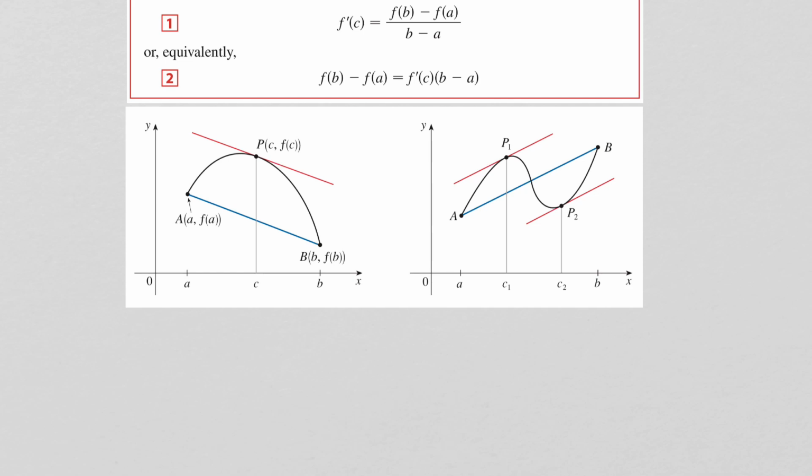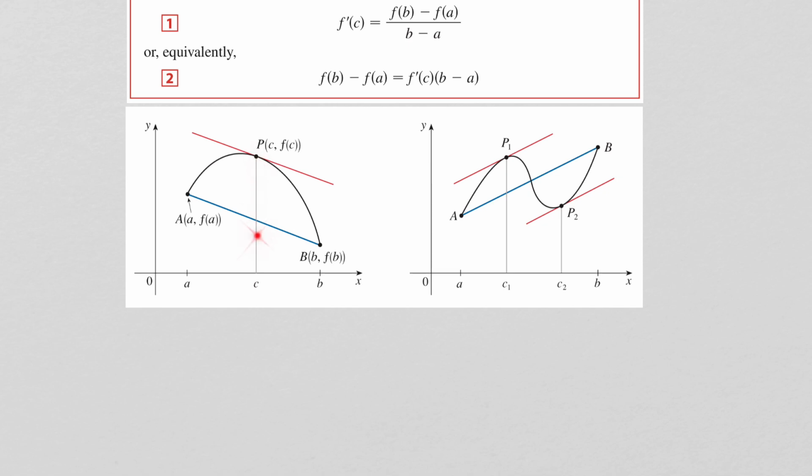Another way to interpret this is that the slope of the secant line is the average rate of change and the slope of the tangent line is the instantaneous rate of change. And so it basically just says that the instantaneous rate of change must be equal to the average rate of change somewhere in the interval.